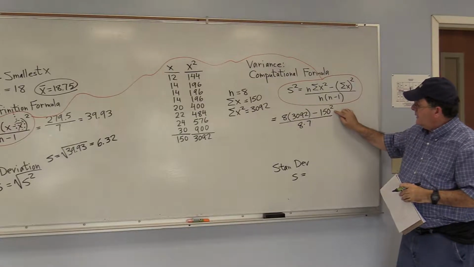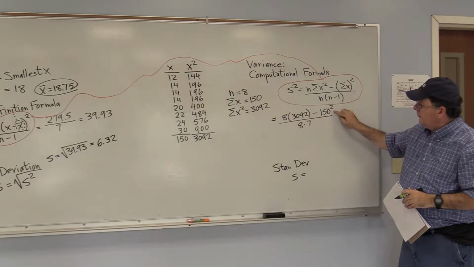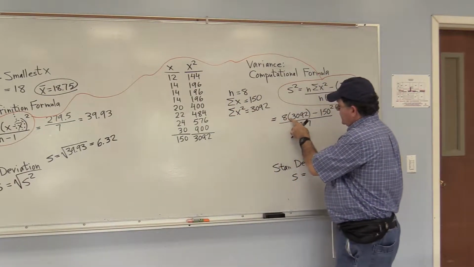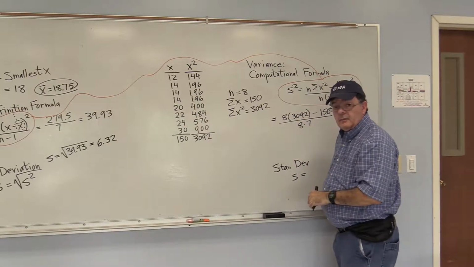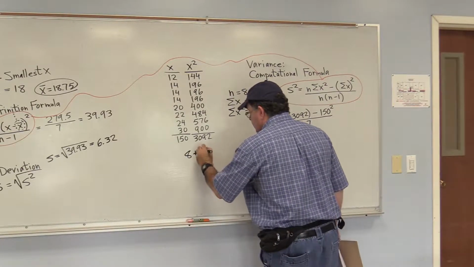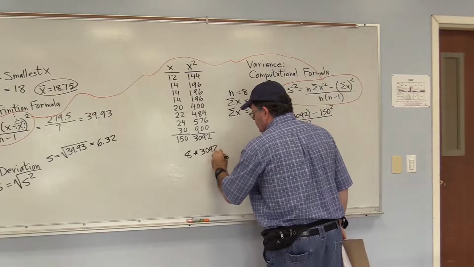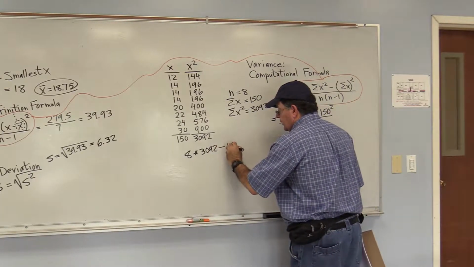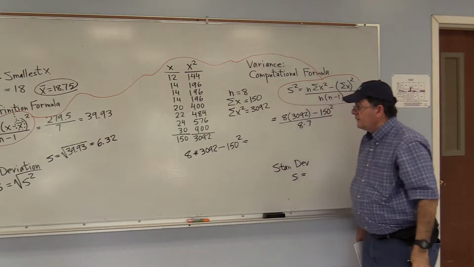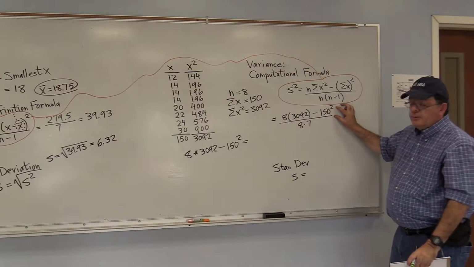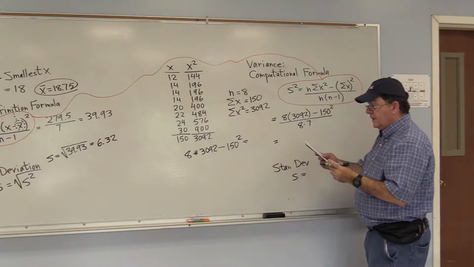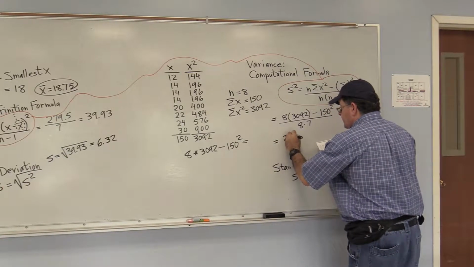Now, the number on top can be easily obtained on a calculator simply by entering the numbers and the operations in the order that they occur from left to right. So to get the number on top, you just enter 8 times 3,092, then hit minus, then enter 150, and then hit the automatic squaring button, and then hit equals. And that will give you, in one smooth motion, the number on top. So the number on top turns out to be 2,236.